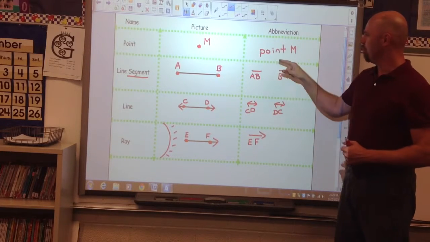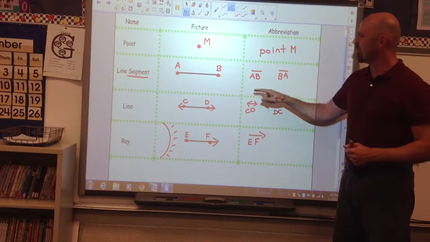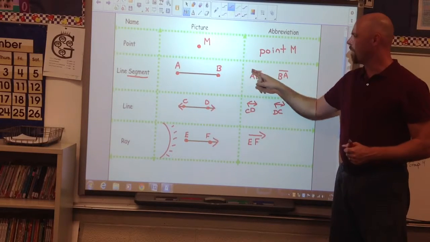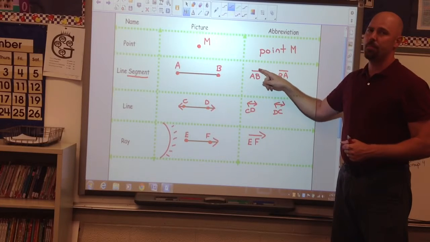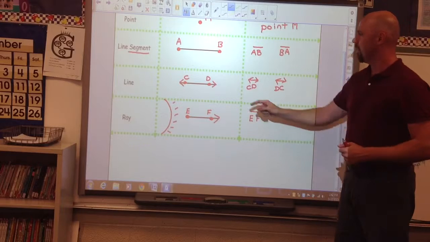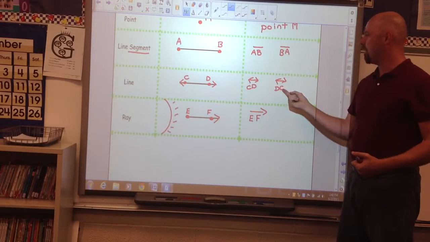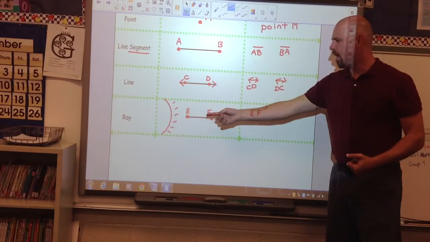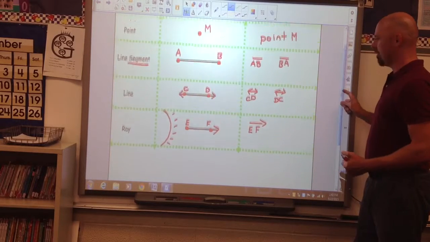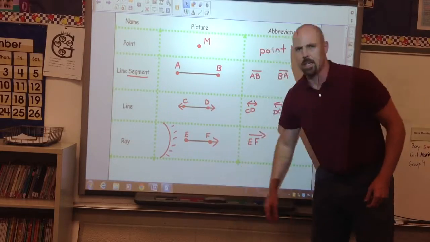Okay? So take a look one last time at the beginnings of our geometry, and you can see we have point M, line segment AB or BA, and also notice, even though we have endpoints here, we didn't have to put that up here when we did the name before. We don't need those. So point, line segment, line grows forever and ever, so we put arrows on the end, and that can be named two ways. A ray can only be named one way. It starts at the endpoint and goes away from the sun. And that is the beginning of geometry.